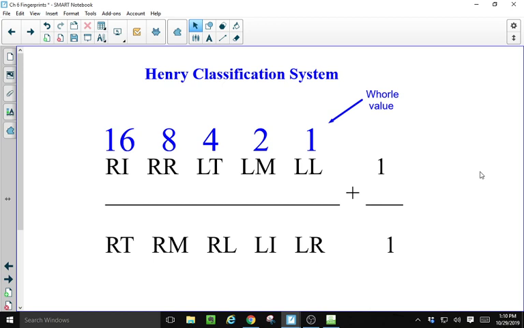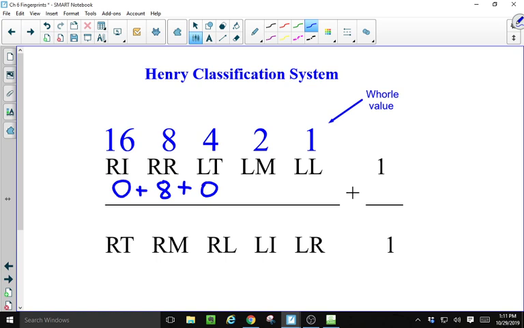So let's just assume for practice, as I go, I'm going to look at my fingers. So I'm going to go across. My right index, there's no whorl, so I'm going to give it a 0. My right ring, oh, I have a whorl. I'm going to give it an 8. My left thumb, no whorl. My left middle, no whorl. But my left little finger has a whorl, so I'll give it a value. Do you see what I'm doing?